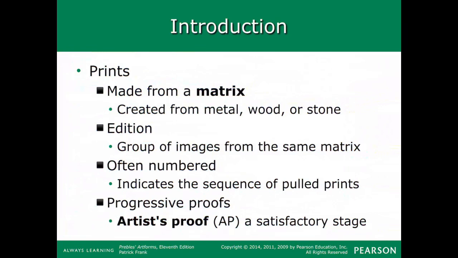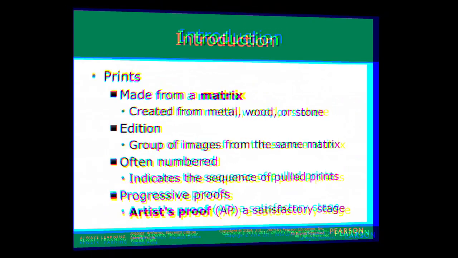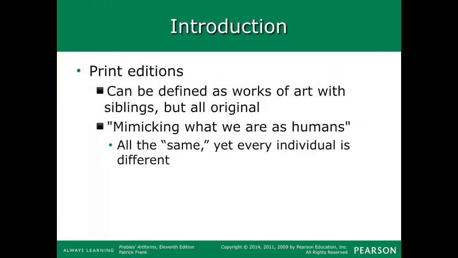When it comes to prints, there are progressive proofs. In other words, they print one, and then if they think there needs to be some adjustments made, they print another one, and they just basically keep printing more out with adjustments until they find something that they want to stick with, and that's called an artist's proof or an AP. It is a proof at a satisfactory stage.